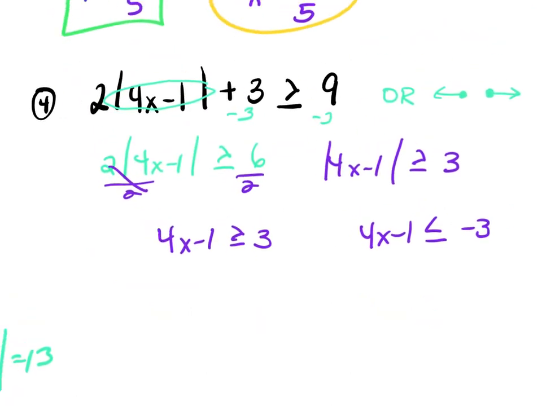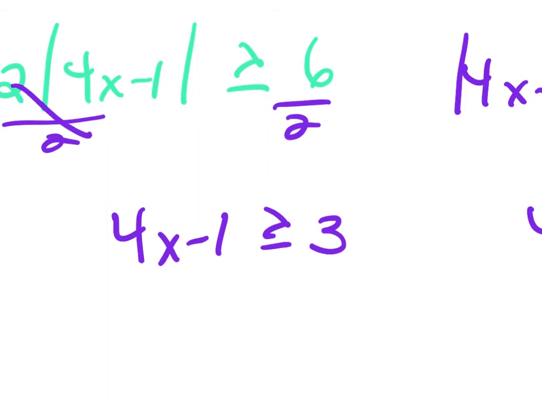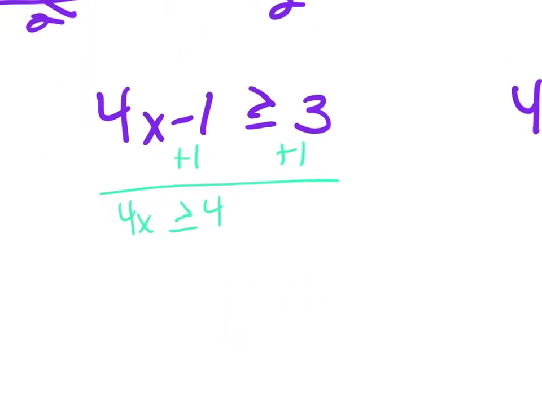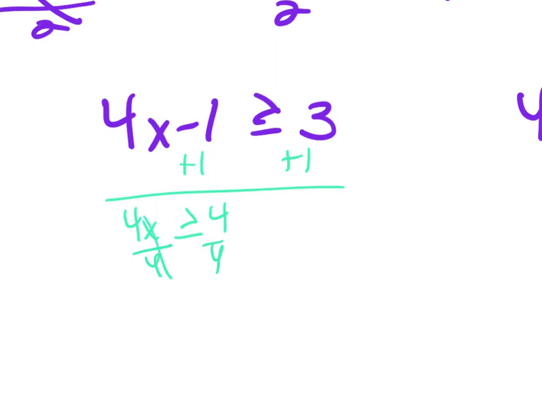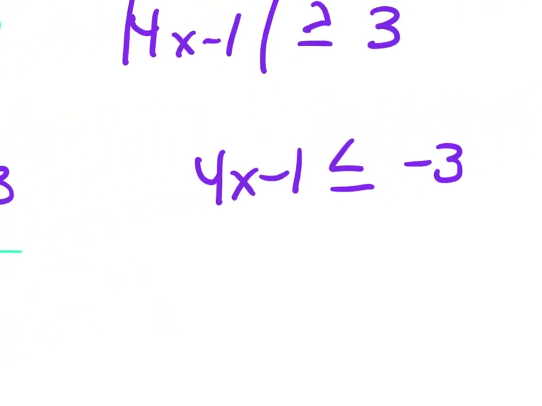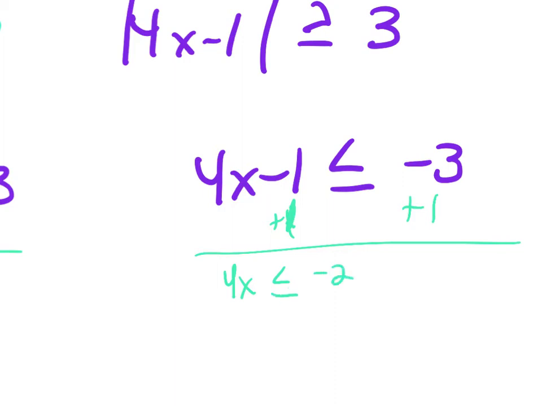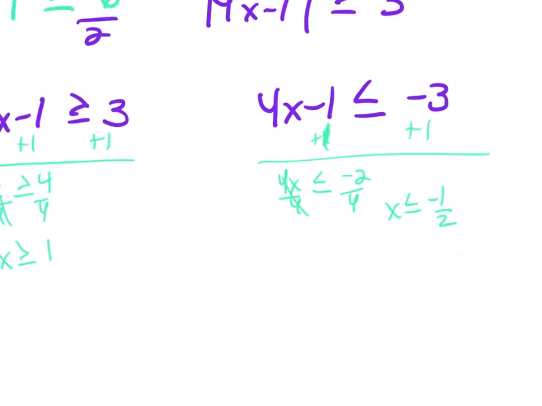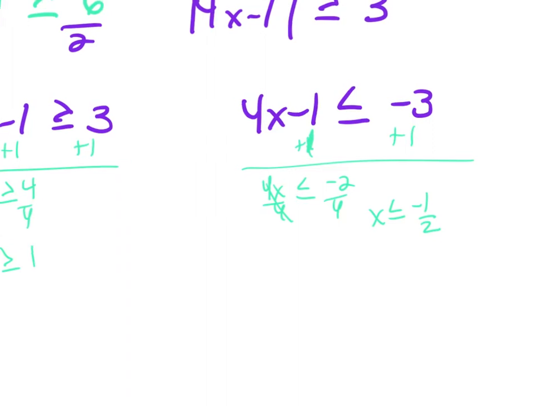Okay, so let's solve. We're going to add 1 to both sides. 4x is greater than or equal to 4. Divide both sides by 4, and you get x is greater than or equal to 1. Over here, same thing, we're going to add 1. 4x is less than or equal to negative 2. Divide both sides by 4, and x is less than or equal to negative 1/2. That's not our answer. I need interval notation of an answer.